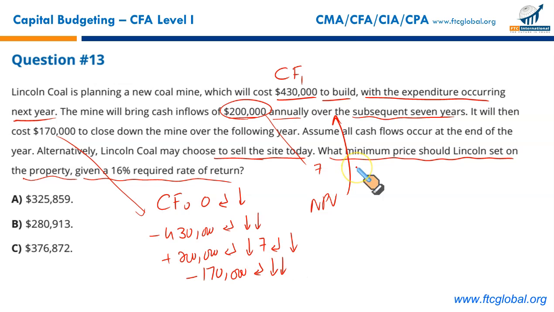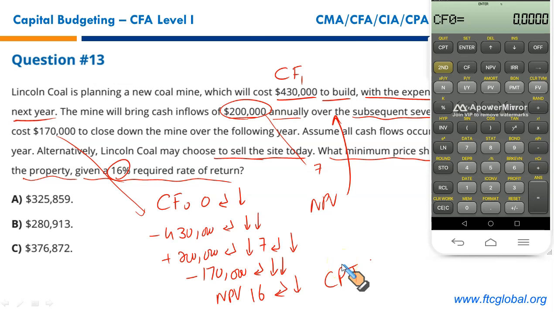Since the discount rate has been given as 16%, you will press the NPV button. The calculator will prompt you to enter the discount rate, enter 16, press enter, press the down arrow key, and press CPT. Press CPT, you'll get your NPV number. Let us put the numbers in the calculator.